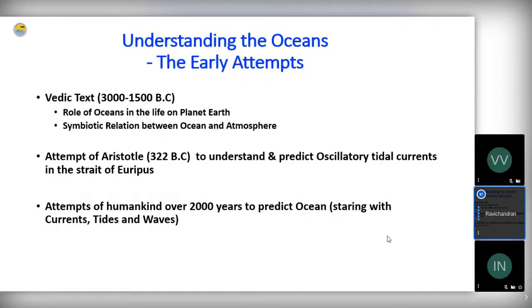Over 2000 years, we have continued to try to understand, with various observations, and to better predict the ocean's various components and variables: currents, waves, tides, temperature, salinity, all these things. We are trying to observe, understand and predict the future.